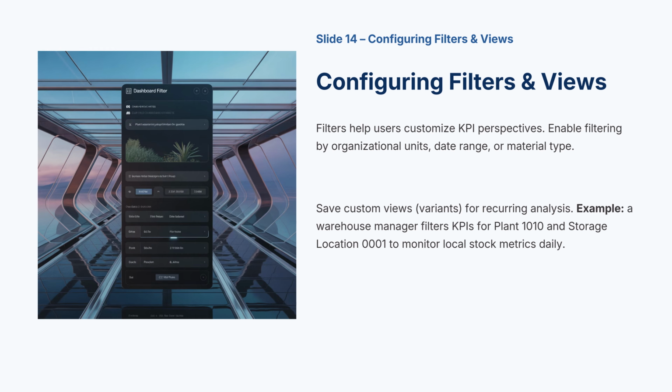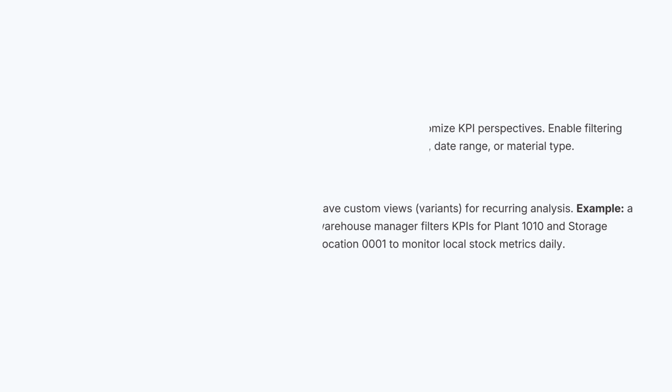Configuring filters and views. Filters make KPIs dynamic and user-specific. Users can restrict dashboards by plant, material type, or supplier. Saved views or variants allow quick reuse of preferred settings. For example, a warehouse manager might save a filter to track stock health only for plant 1010 and critical materials.